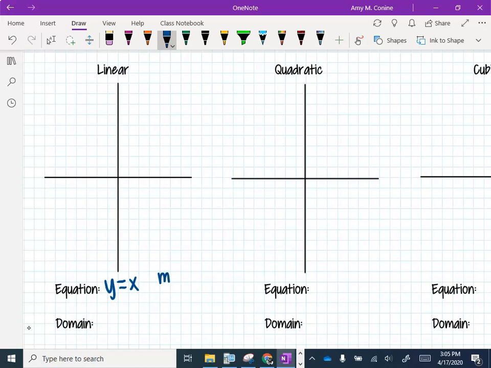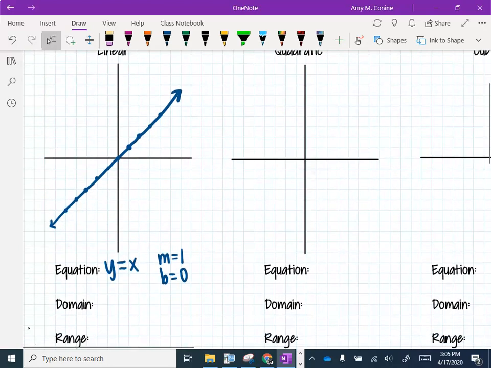So our slope is 1 and our y-intercept is 0. So that means when we plot our points for the graph, we should be going up and over 1 unit, so we can make this straight line. This is the parent function. So this is like the original basic function.